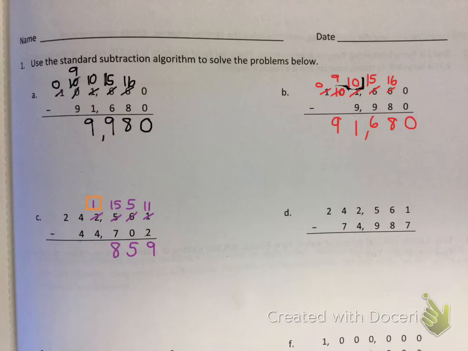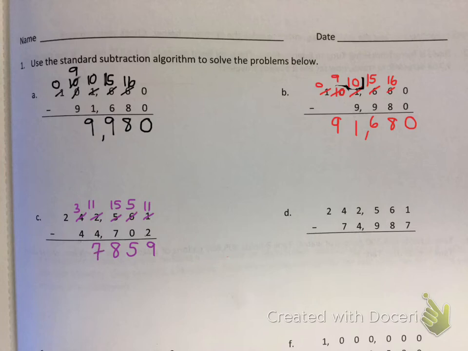Again, we have 1, but they want us to subtract 4. We do not have enough, so we have to unbundle from the next place value. So this 4 becomes a 3, and that 1 becomes 11. Now we can subtract. We have 7.